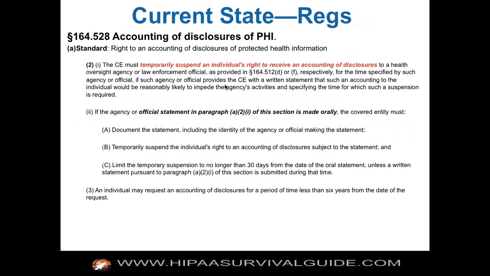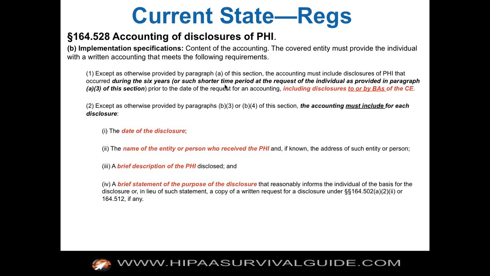So 164.528 is the section. If you had to deal with one, that's where you go. There are other parts of this, such as if law enforcement asks you to suspend, you've got to suspend. First of all, the accounting for disclosures includes disclosures by BAs of the covered entity. So it's not just the covered entity's disclosures, it's business partners' disclosures as well.